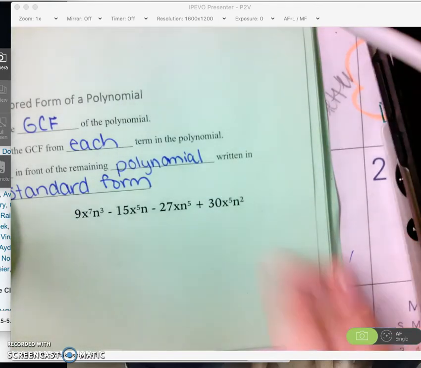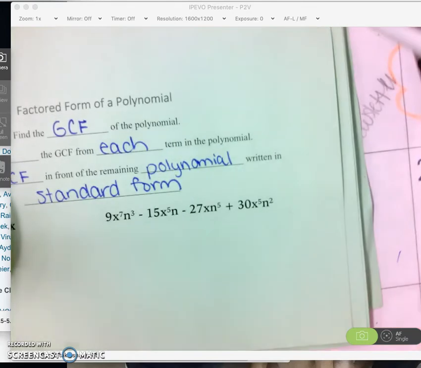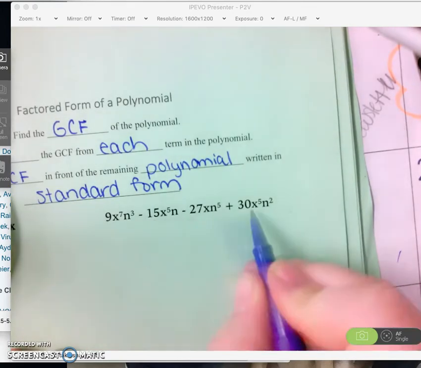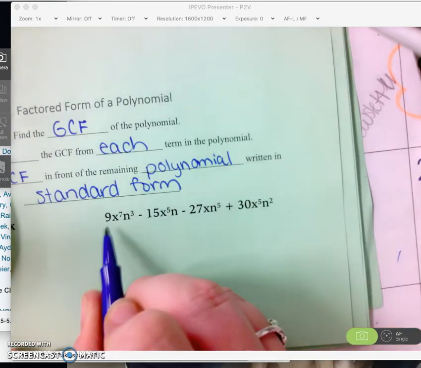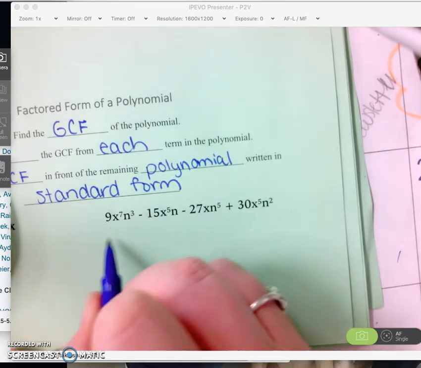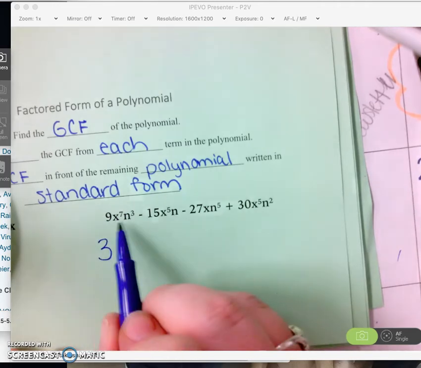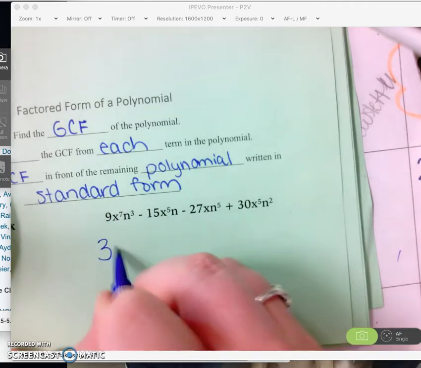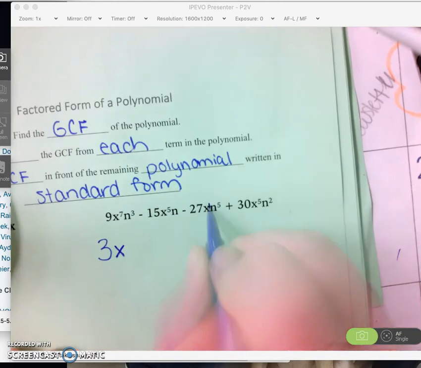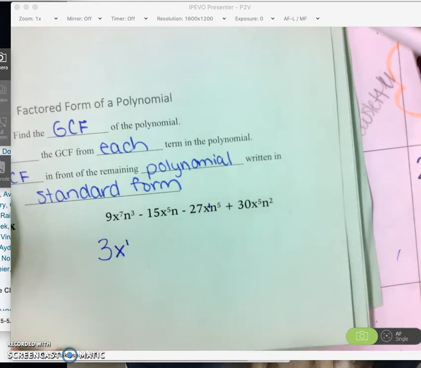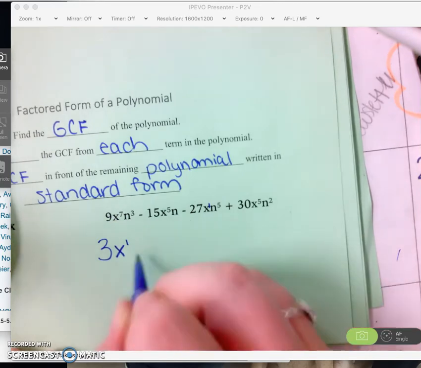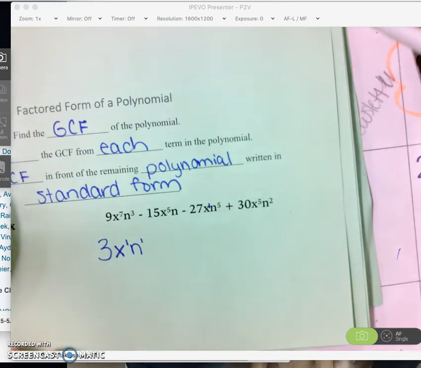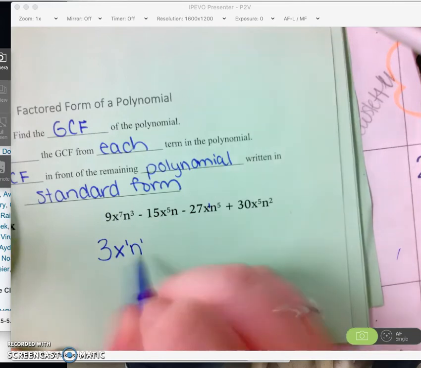So let's get that out of there. All right, so 9, 15, 27, and 30 can't all be divided by 9, but they can all be divided by 3. And then I have x in all of them, but my smallest x would be x to the first. And I have n in all of them, but I only have an n to the first here, so you're going to be dividing all of them by 3, x to the first, n to the first.